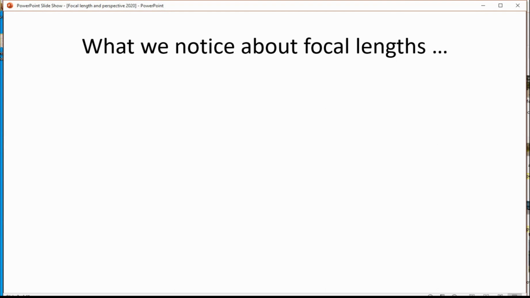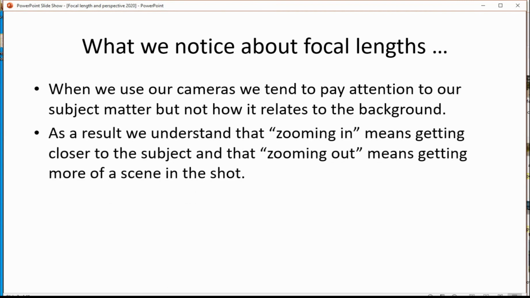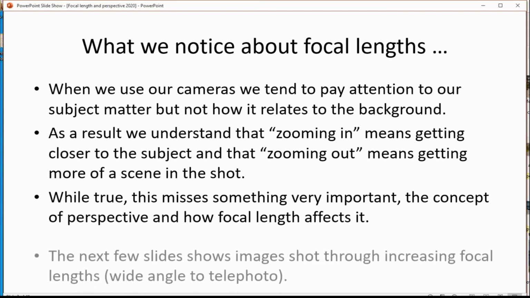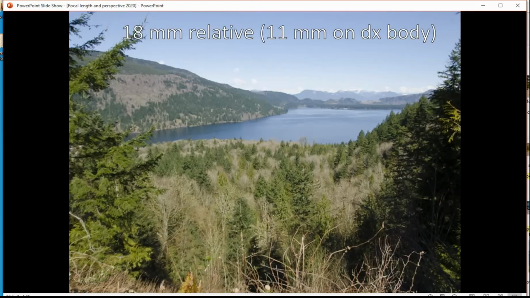What do we notice about focal lengths? Well, when we use our cameras we tend to pay attention to our subject, but not so much the background. As a result, we understand that zooming in means getting closer and that zooming out means getting further away. While this is true, it misses something very important, the concept of perspective and how focal length affects that. So we're going to look into this in a lot more detail.